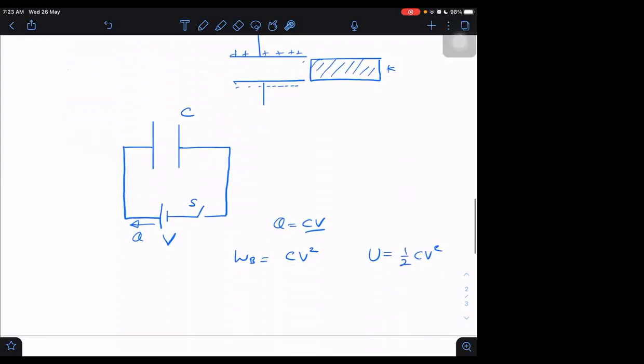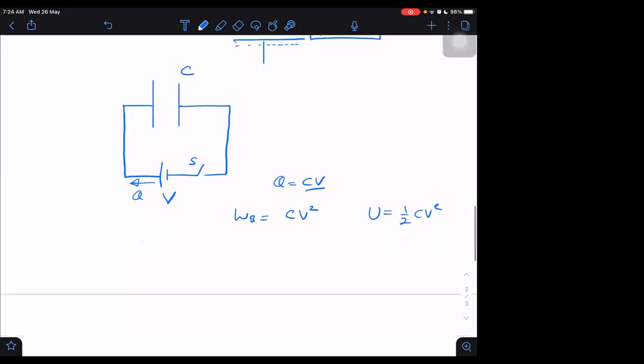Don't think that only if there is some resistance will heat be dissipated. Heat may be dissipated even if there is no internal resistance in the battery. It is an ideal battery, and these are also ideal conducting wires, yet heat energy will still be dissipated. The final result is that the heat energy is work done by battery minus delta U, which will be equal to half CV square. Understood?